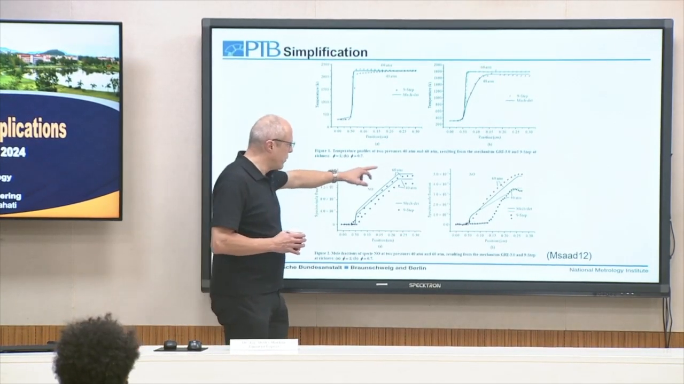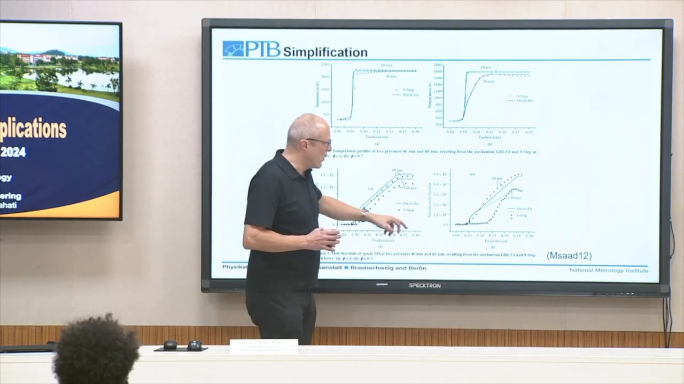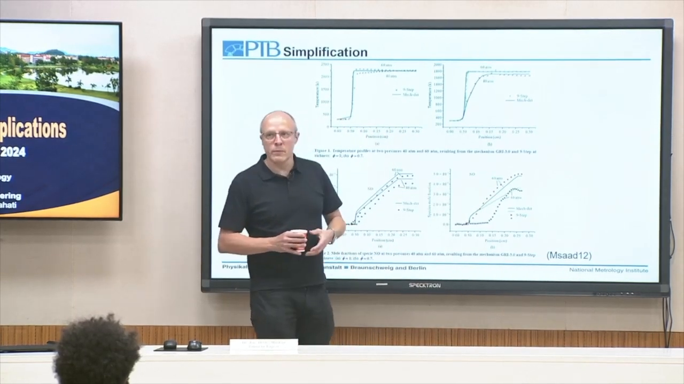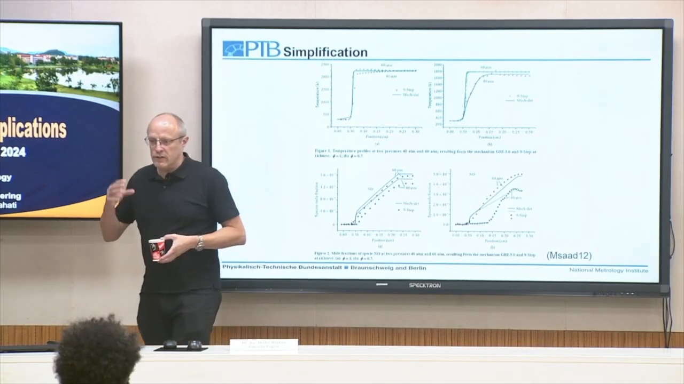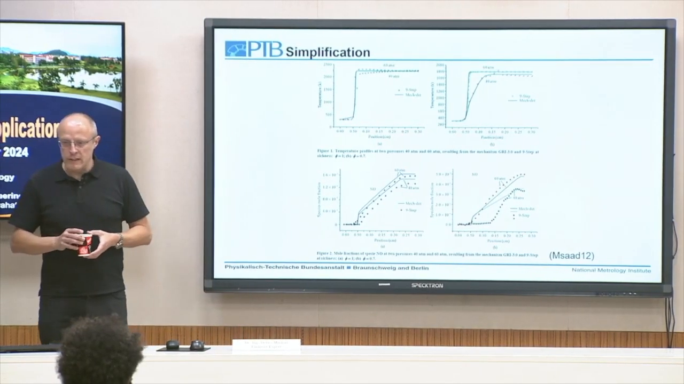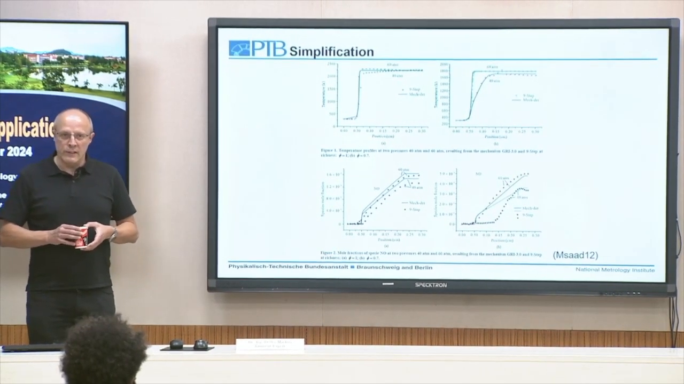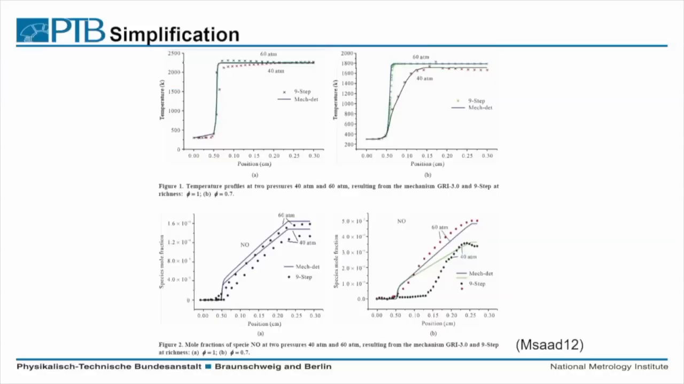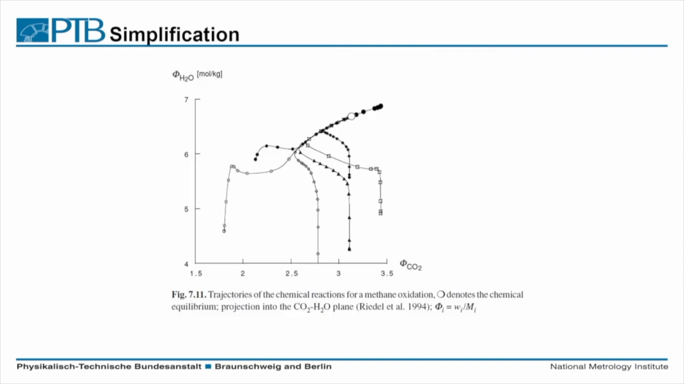For phi equal 1. However, for the lean mixtures, you see already some deviation. So if you have such a skeletal mechanism, you always have to take care that this is optimized for one specific configuration. There it may work, but you cannot use it at higher temperatures, pressures, or different mixture composition, or you have at least to check it.